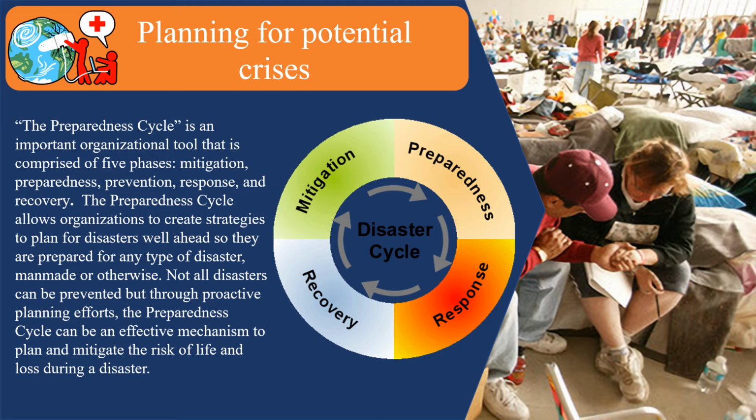Planning for a potential crisis. When planning for a potential crisis, organizations usually use what's called the preparedness cycle. It is an important organizational tool that is comprised of 5 phases: mitigation, preparedness, prevention, response, and recovery. The preparedness cycle allows organizations to create strategies to plan for disasters well ahead, so they are prepared for any type of disaster, man-made or otherwise. Not all disasters can be prevented, but through proactive planning efforts, the preparedness cycle can be an effective mechanism to plan and mitigate the risk of life and loss during a disaster.